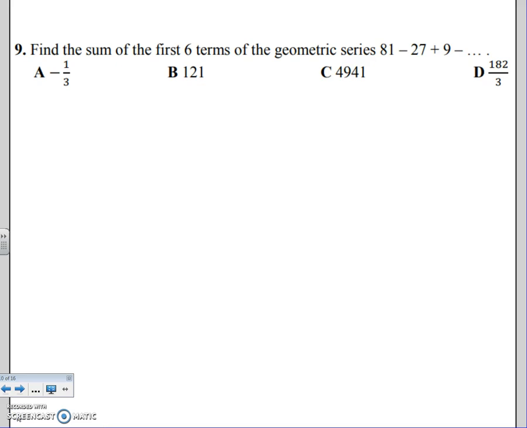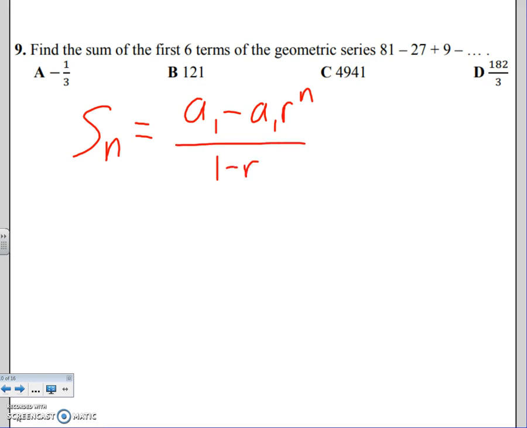There's 2 sum formulas for geometric series. One is if we have the first term and the number of terms, which we do. The other one's when we have the first term and the last term, which we don't have. So let's use the one with the first term and the number of terms. So S of n equals a sub 1 minus a sub 1 times r to the n power over 1 minus r. So if I fill it in, a sub 1, the first term, is 81, minus 81 times r.